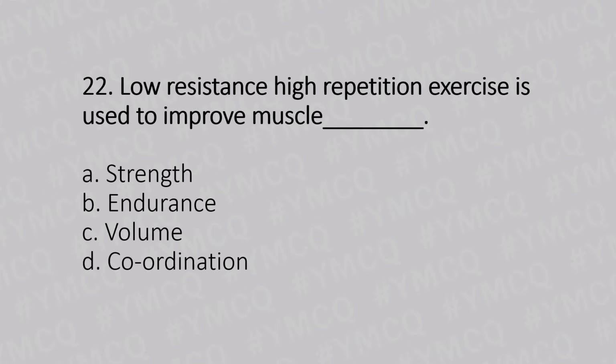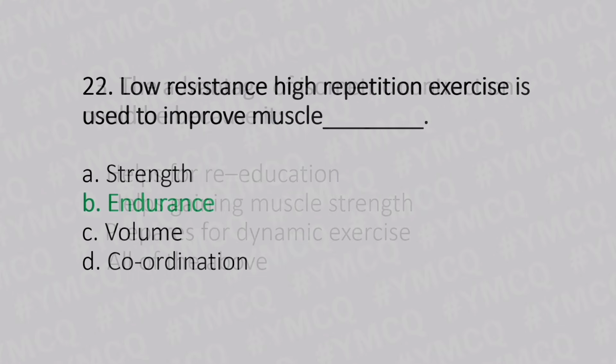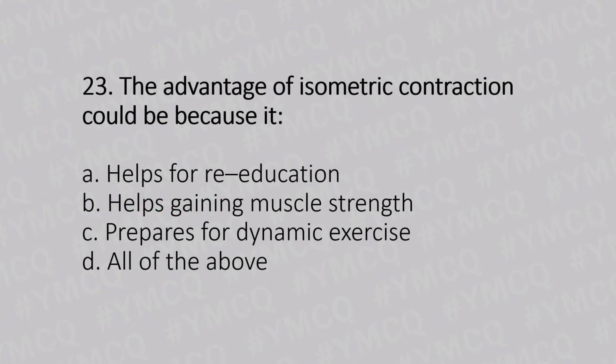Option A, strength, option B, endurance, option C, volume, option D, coordination, and the answer is option B, endurance. Moving to our 23rd question, the advantage of isometric contraction could be because of it. Option A, help for re-education, option B, helps gaining muscle strength, option C, prepare for dynamic exercise, option D, all of the above, and the answer is option D, all of the above.